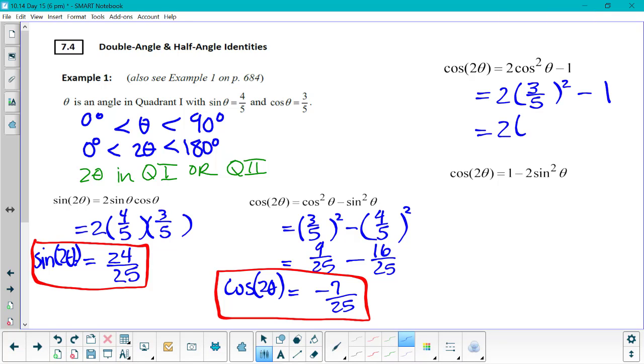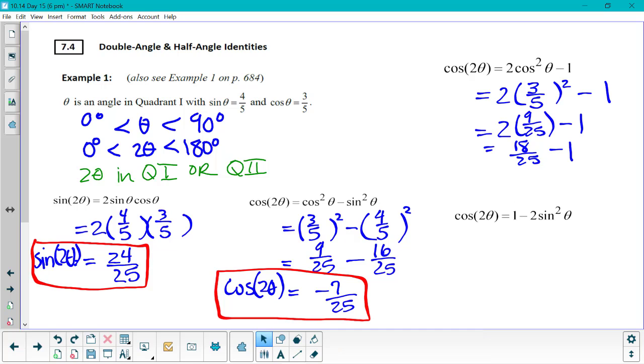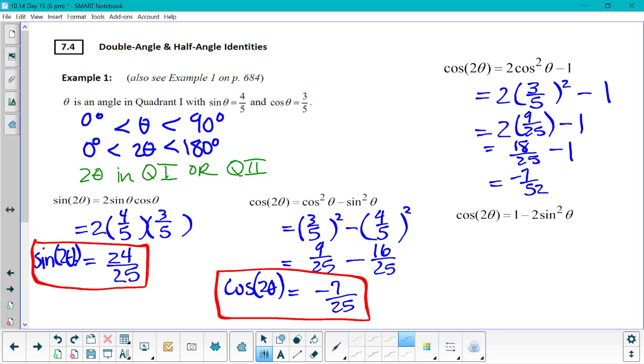So 3/5 squared is 9/25. And when I double that, I get 18/25. And when I subtract 1 from that, I get -7/25. Whoops, 25, close. All right, there we go.